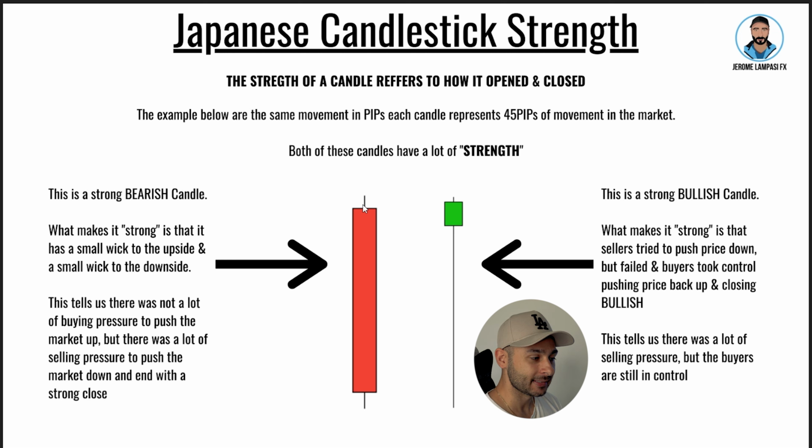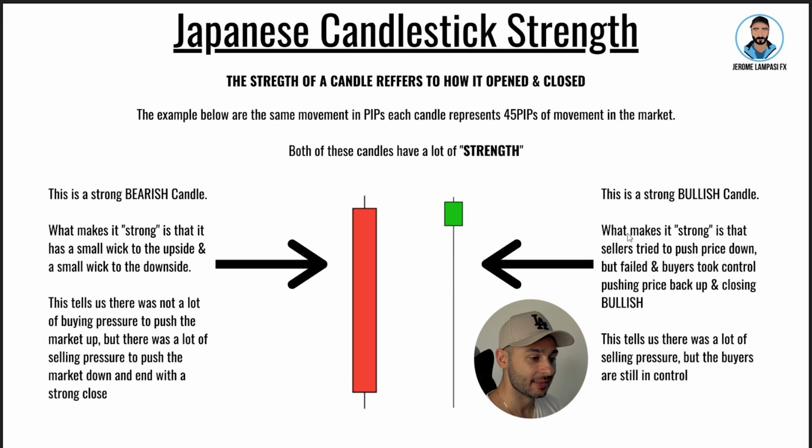This represents buyers trying to push price up. Buyers trying, and look what sellers did. They gained control, they gained power, pushing price all the way down. You can see sellers tried and buyers tried to push up, but the candle closed down here. So the candle opened and it closed down here, resulting in a very strong bearish seller bar. So this tells us there was a lot of buying pressure to push the market up, but there was a lot of selling pressure to push the market down and end with a strong close.